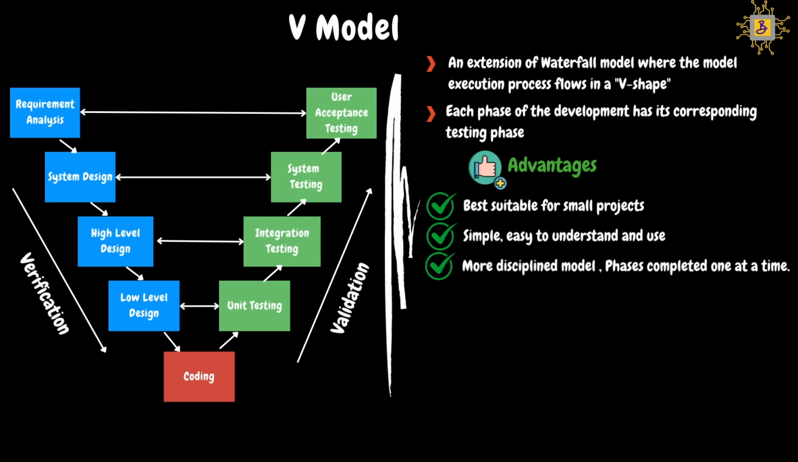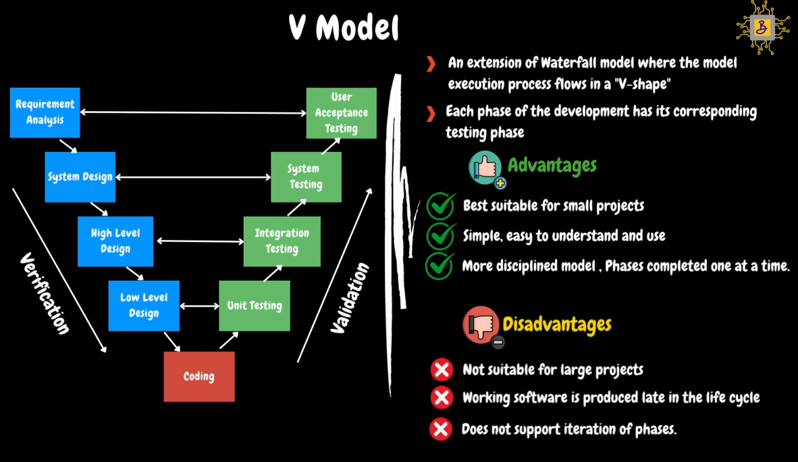Now let's look at some of the disadvantages. This type of model is not suitable for large projects. All the phases need to be completed before the final product delivery. So the customer needs to wait until the end of all the phases. This type of model does not support the iteration of phases. All the requirements will be finalized in the early stage and implementation activities will be planned accordingly. So there are no phases for the subset of requirements.